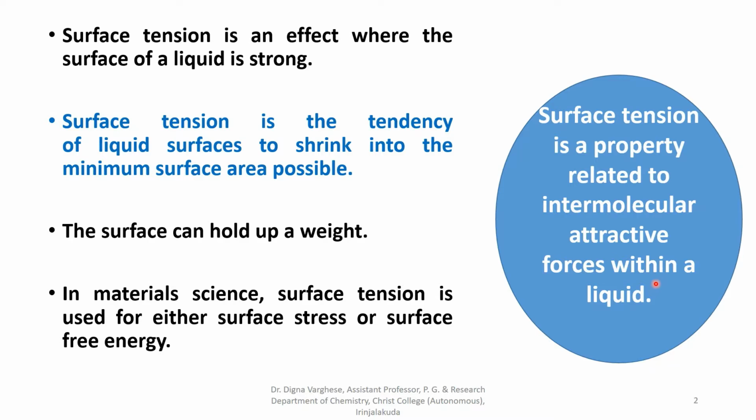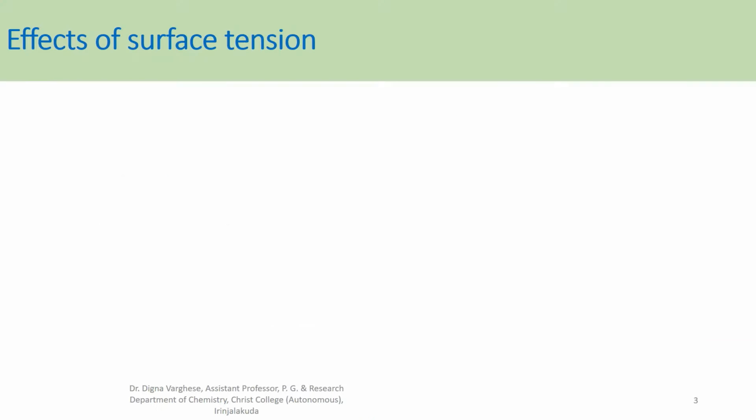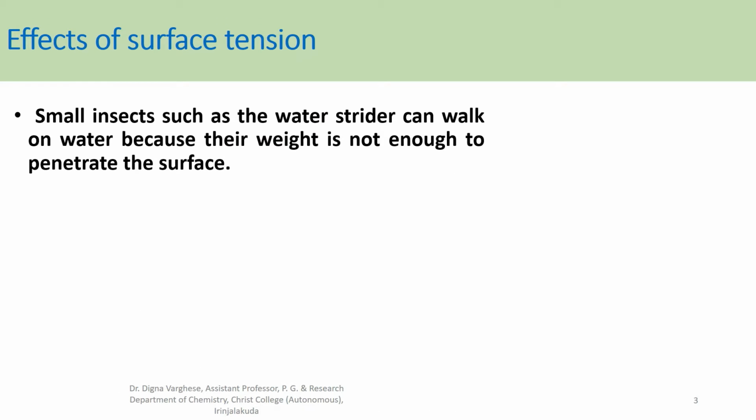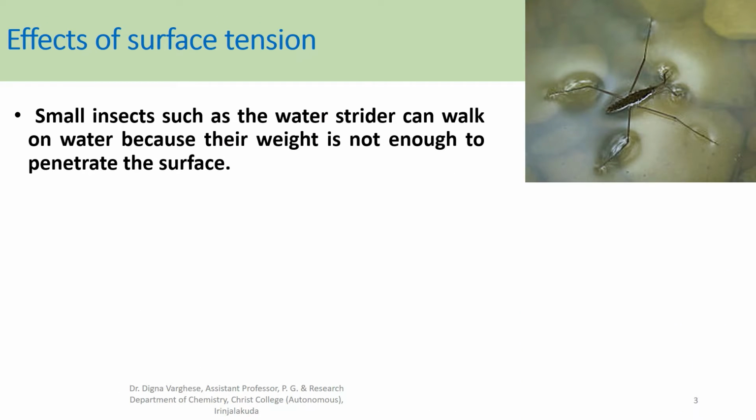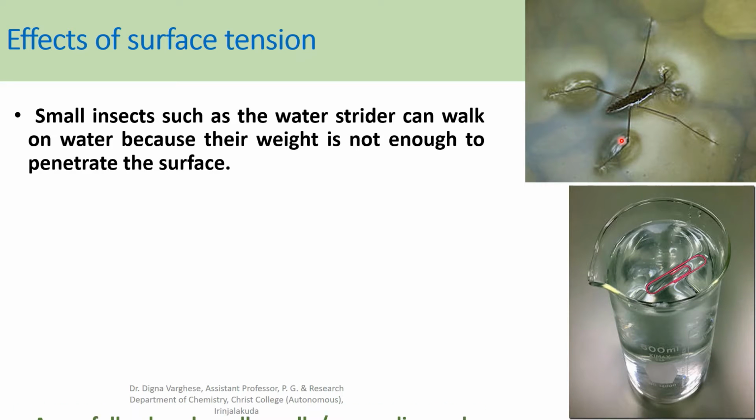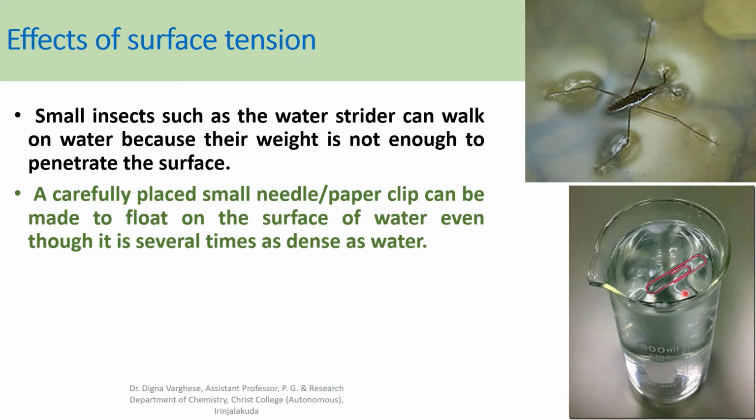Please listen, children. Surface tension is a property related to intermolecular attractive forces within a liquid. You are very familiar with some examples of surface tension. Small insects such as the water strider can walk on water because their weight is not enough to penetrate the surface. A carefully placed small needle or a paper clip can be made to float on the surface of water even though it is several times as dense as water.